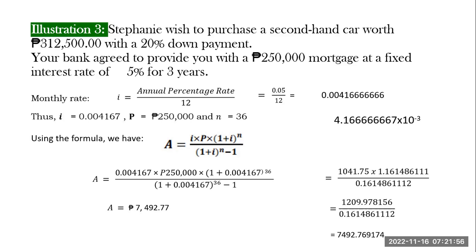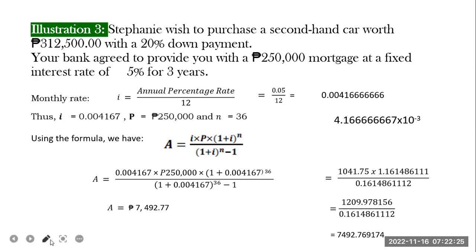And diba sa illustration number 2, it says that she wants to pay monthly. So pay monthly for 3 years. So 3 times 12, that is equal to 36. Now, to compute the monthly rate, okay, so kasi si 5%, that's the annual percentage rate. So every year. So, magkano kaya yung babayaran niya every month?